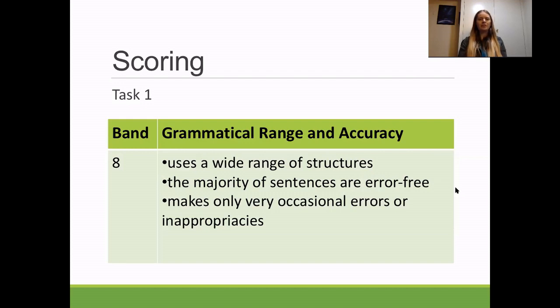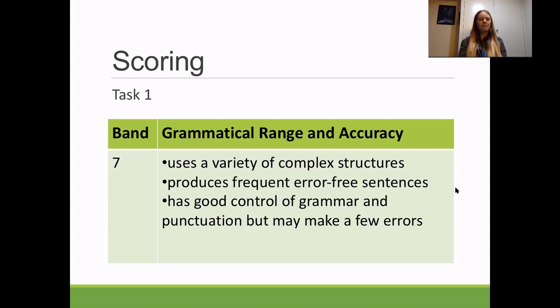For a score of 8, you would be using a wide range of structures and the majority of your sentences are error-free, and you make only very occasional errors or inappropriacies. So you're using a wide range of grammatical structures, you're making almost no mistakes. There's still room for some mistakes, but they have to be rare. For band 7, you would be using a variety of structures, complex structures, and you frequently have error-free sentences, but not always. And you have good control of grammar and punctuation, but you're making some mistakes, a few.